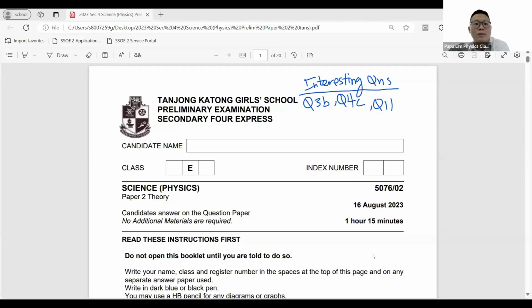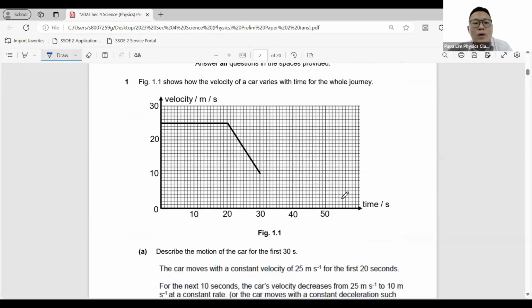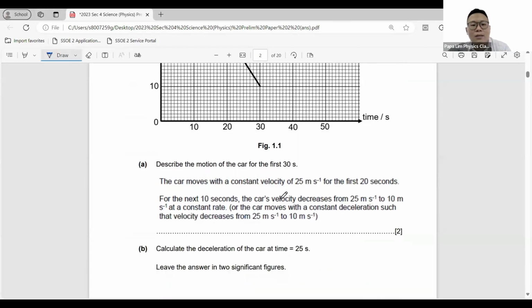I have outlined some of the interesting questions that you may want to take note of. The questions that are interesting to us are listed here: Question 3, 4, and Question 11. For Question 1, it is a velocity-time graph. It's a question on kinematics.